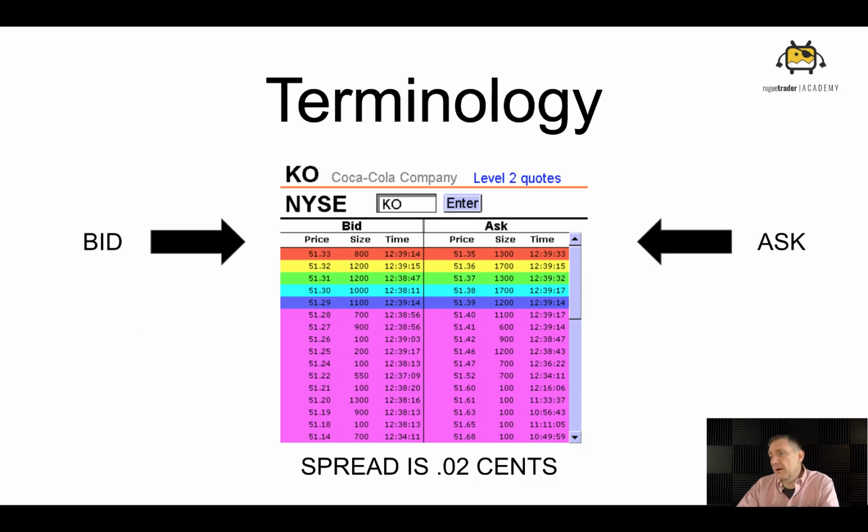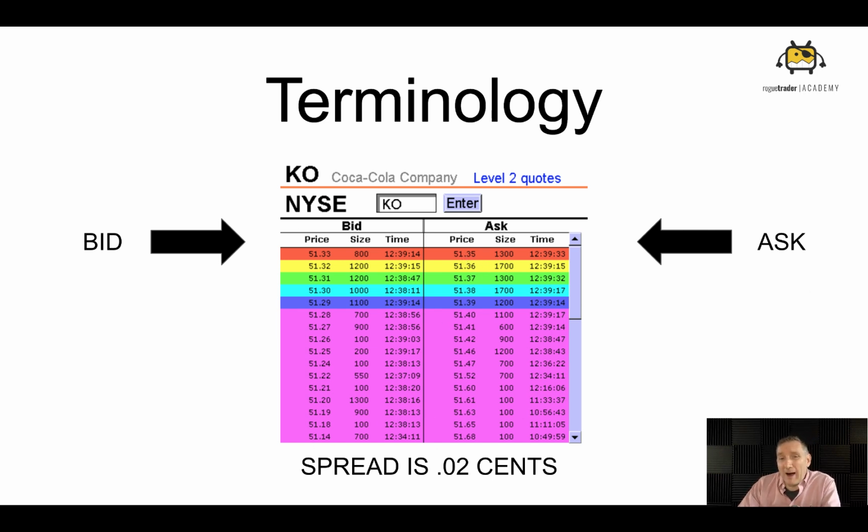I made up another. I took a screenshot here. This is Coca-Cola, just some random screenshot I found. Here, you can see the bid, $51.33. The offer, $51.35. So that's a 2-cent difference. That means the spread is 2 cents.